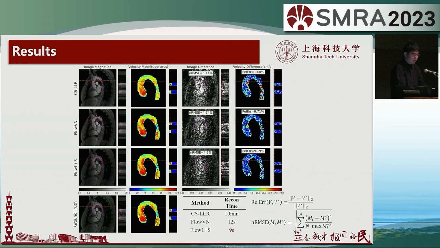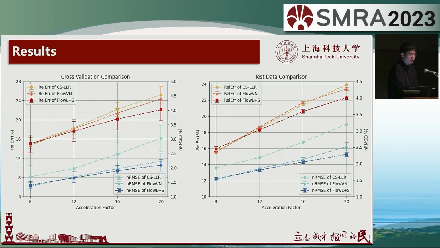This is one example of the reconstruction of the test data produced by CS-based local low-rank, flow variational network and Flow L plus SNet. It can be found that our Flow L plus SNet shows the lowest error and the shortest reconstruction time. This is a general overview of the results. Our method has the lowest error on both the cross-validation set and test set in different acceleration factors compared with CS-based local low-rank and flow variational network.